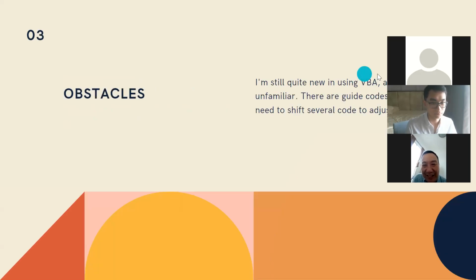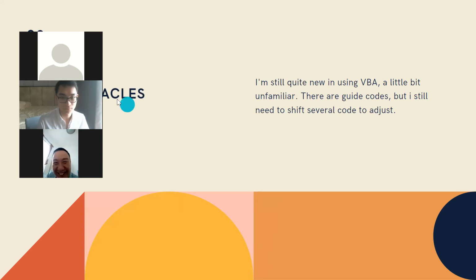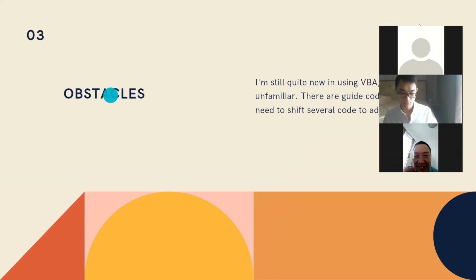The struggle during making this is probably the VBA itself, because I'm still quite new. There are guide codes online, of course, like in GitHub and those kinds of places, but I still need to shift several codes to adjust to my Excel itself, and sometimes it gets confusing and takes some time to finish. So it takes me longer than people who are experienced in VBA.